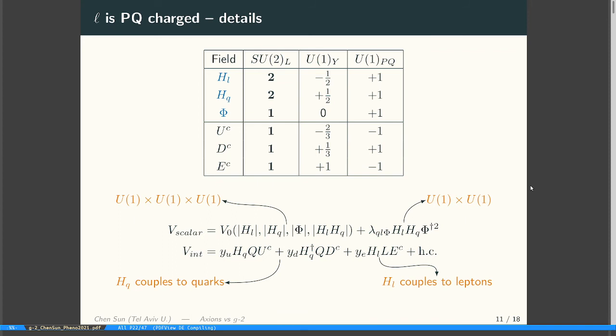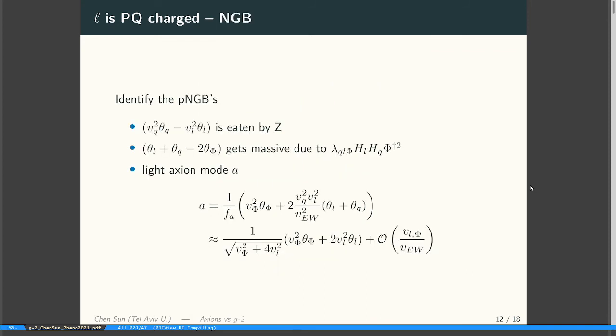And all that's left is quite straightforward. All we need to do is to identify the axion mode, the specific direction in the phase that is our axion. And that can be done by first identifying the part that's eaten by Z. As I promised, you can see that in this linear combination, the phase that comes from H_Q, the scalar that couples to quarks, is dominantly eaten by Z because of the hierarchy between the vevs.